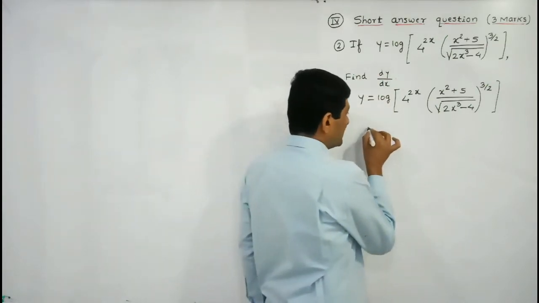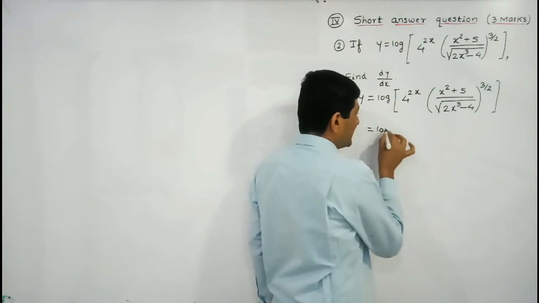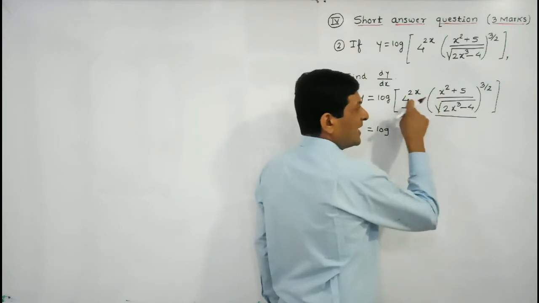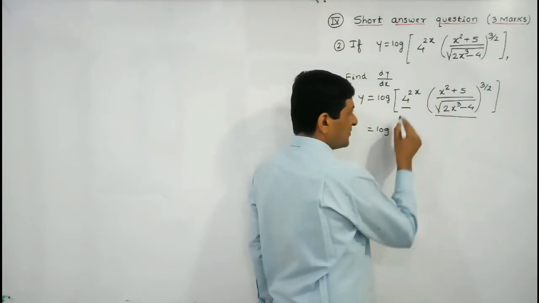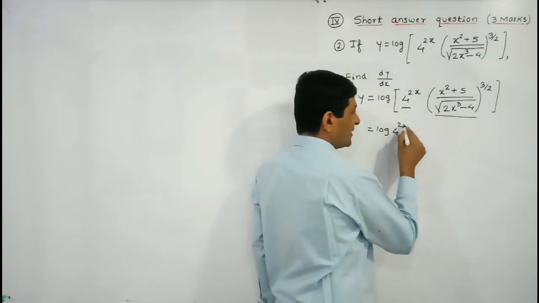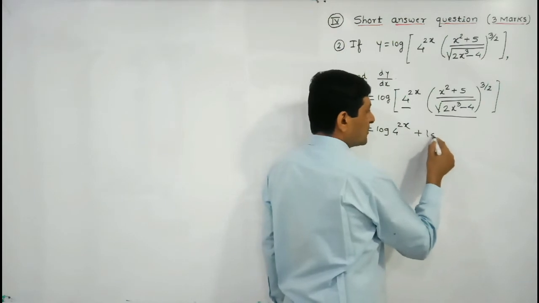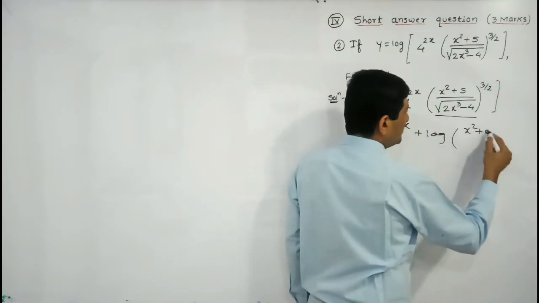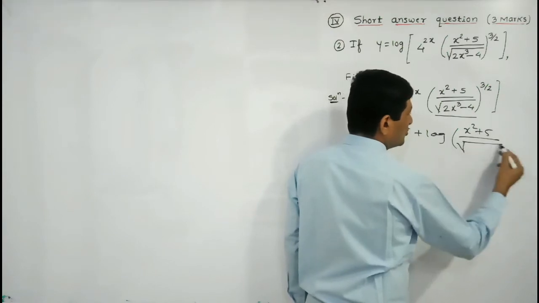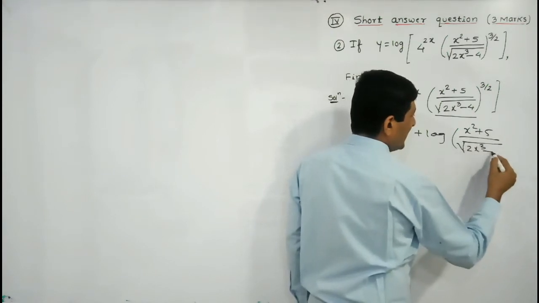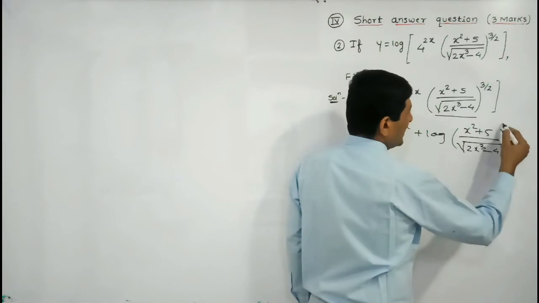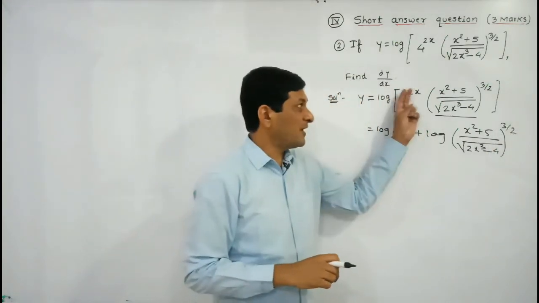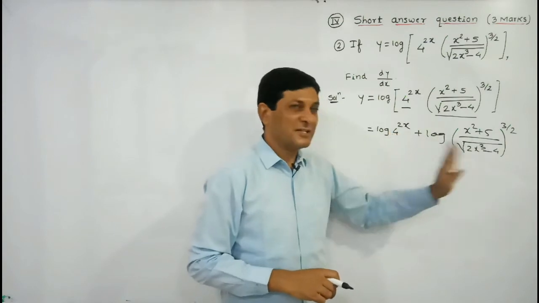So here we can observe that the terms are in the form of log a into b. According to laws of logarithm, it can be written as log a plus log b. And what is b here? B is (x square plus 5) divided by under root (2x cube minus 4) raised to power 3 by 2. Log a into b can be written as log a plus log b.